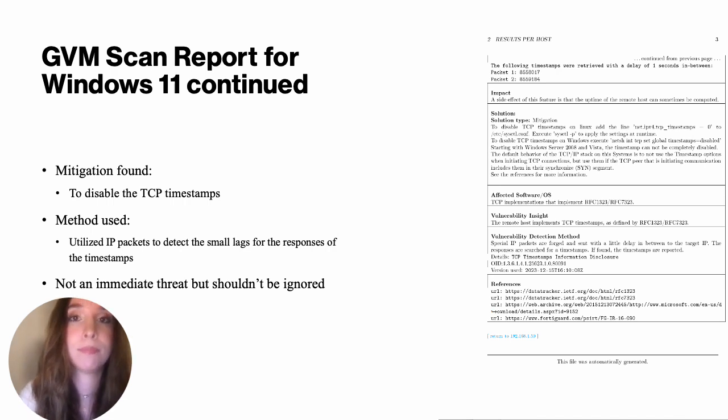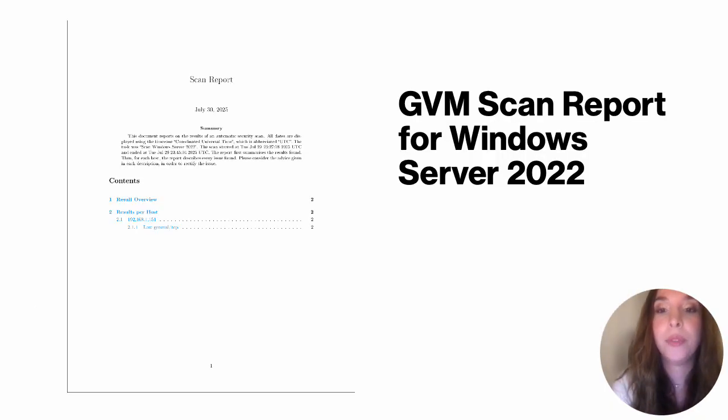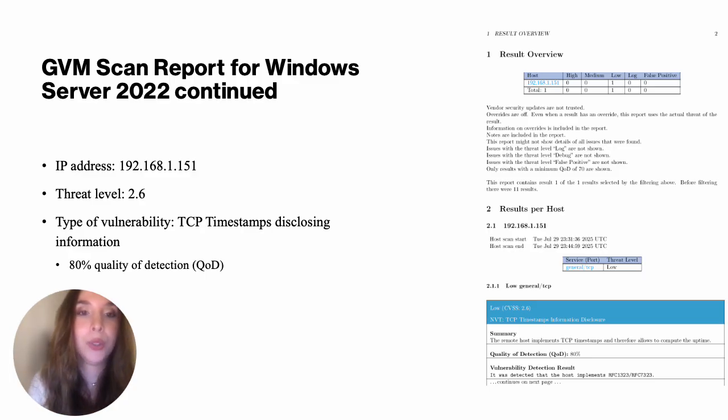So next up, we have the GVM scan report for Windows Server 2022. Again, this is just a summary telling you that we found something. Here in the Windows Server 2022 GVM scan report, we have the IP address 192.168.1.151. The threat level here, again, is a 2.6, very low, but once again we shouldn't ignore it. The type of vulnerability, once again, is TCP timestamps.